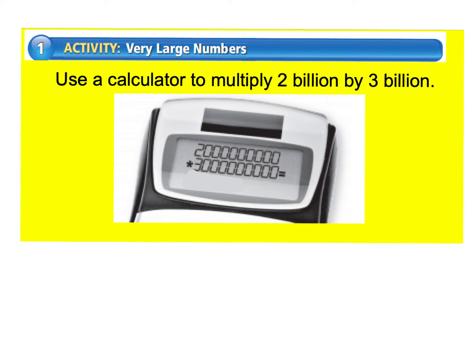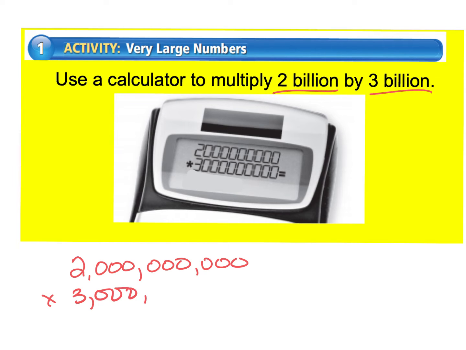So let's start with a couple of questions. If you took a calculator and multiplied 2 billion by 3 billion, and remember a billion is quite a few zeros, you would get a number that is basically too big to even fit on your calculator. If you want to, try it sometime. It's going to give you weird notation because it's way too big.